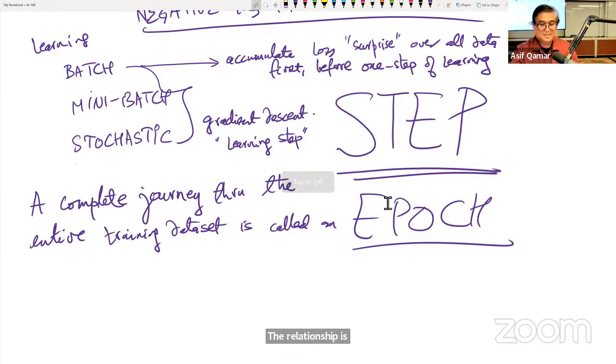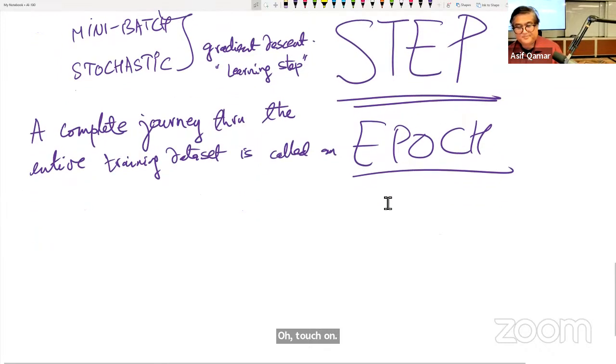let me shrink it a little bit. Oh, touch on. Not able to shrink it. Okay, I will scroll down.